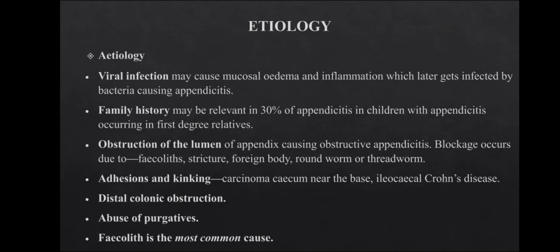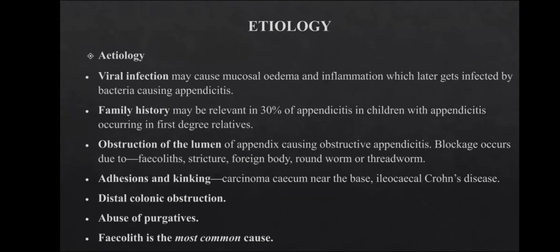Then, as for the etiology, it is told that any kind of viral infection can cause edema and inflammation of the mucosa of the appendix, and this can cause infection by bacteria and finally result in appendicitis. That is the first one, viral infection. Then it is told family history. That is also relevant. If first degree relatives have appendicitis, it can run in the family.